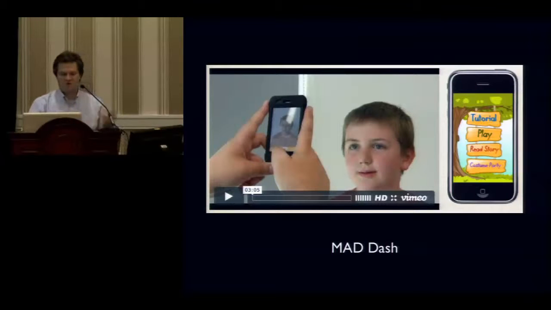Mad Dash was a game that was done at Carnegie Mellon University, and what this was, along with some other things they were doing, is a game you play with a kid, and you basically photograph them doing interesting things in the world outside, playing and building stories and other things, just using the mobile phone camera.